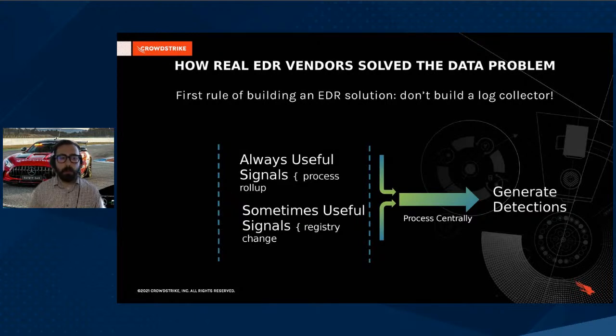So maybe a process rollup. A process rollup or process execution is always going to be useful. The reason it's always useful is because we always want to make sure that when a new process is seen, we're looking at it and identifying it.